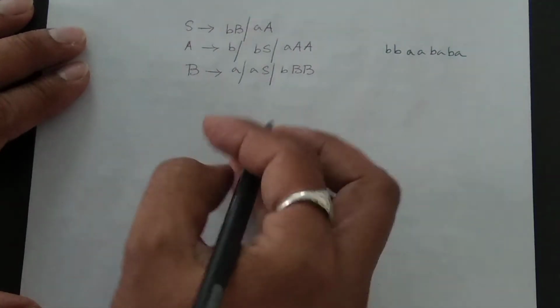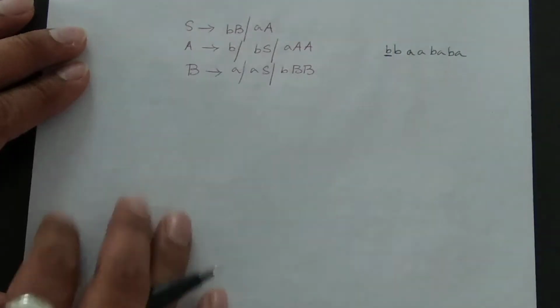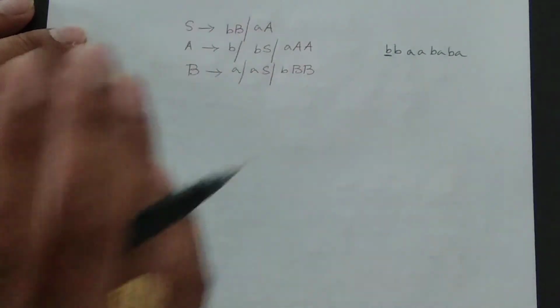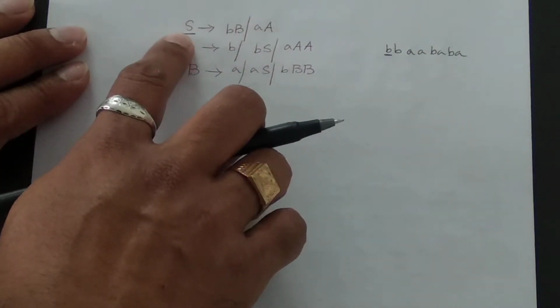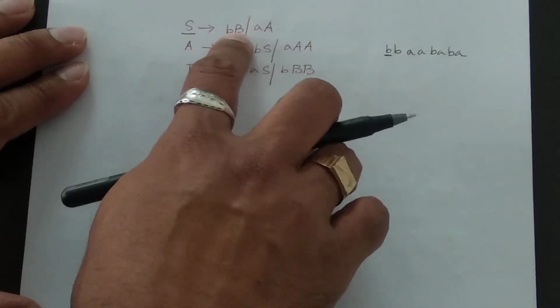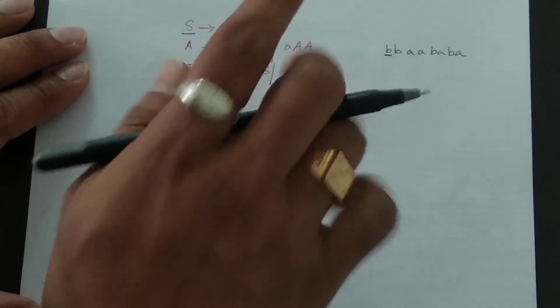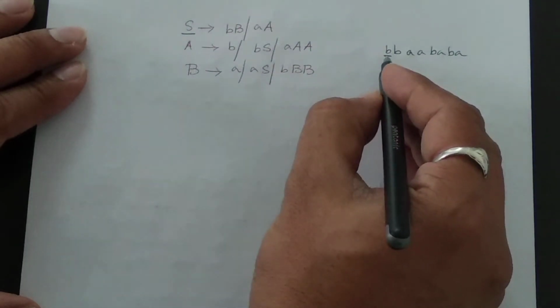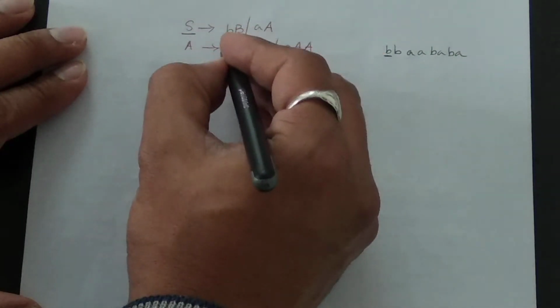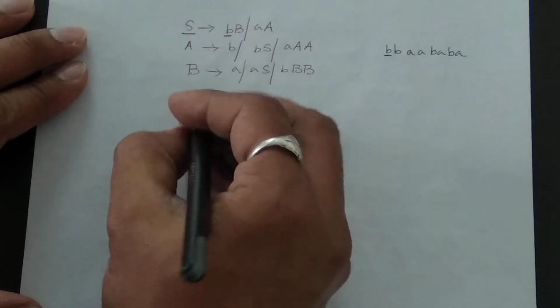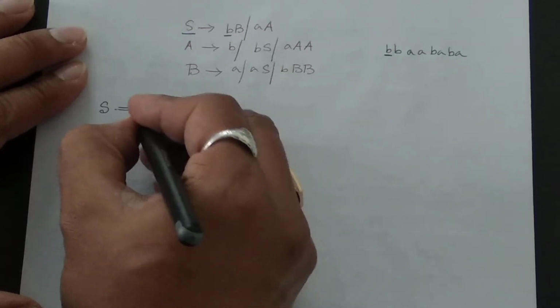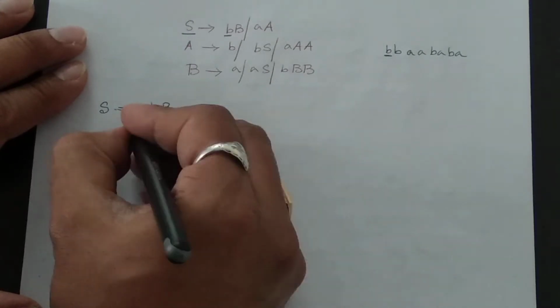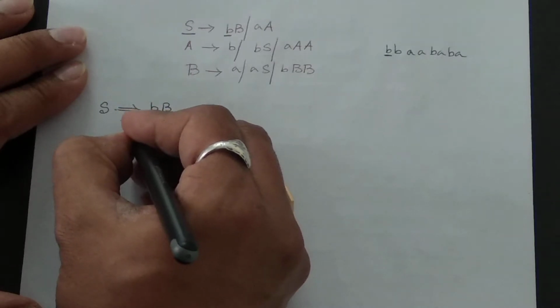Now, what is the first symbol of the string? b, correct? Which production do you start with? You have to start with the starting symbol, S. S has the productions BB and AA, so you can take either of these two. But as the initial symbol is small letter b, I'll take this production. Let me write it this way: S tends to BB. So I am doing leftmost derivation.